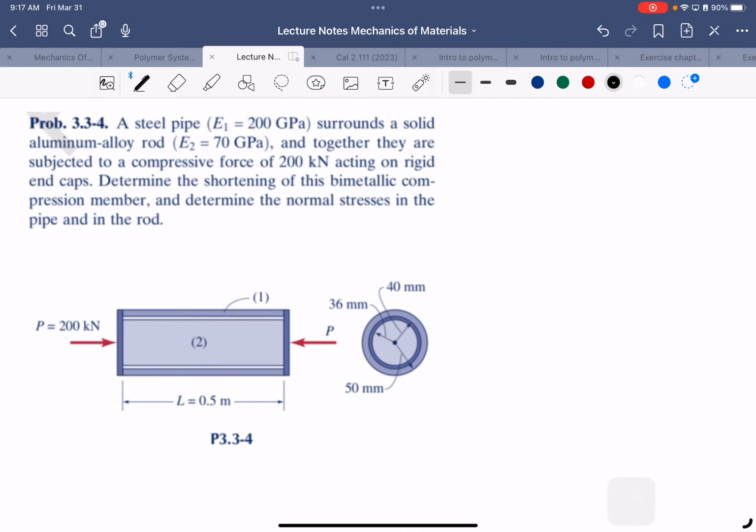And to give you a clearer description of the area, you can see the picture on the right. You will see that the outside diameter of the pipe is 50, or the radius is 50 millimeters. The inside of the pipe is 40, and the radius for the aluminum rod is 36 millimeters. That is the cross section for the area, and that will be important for the stress, right?